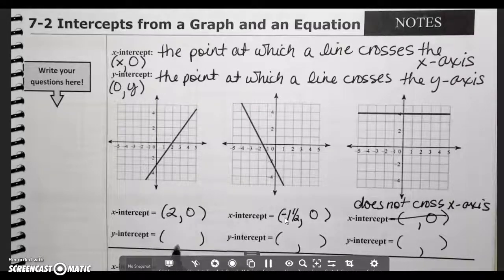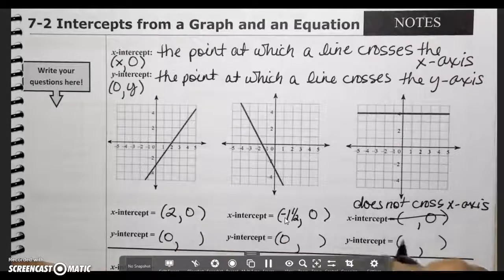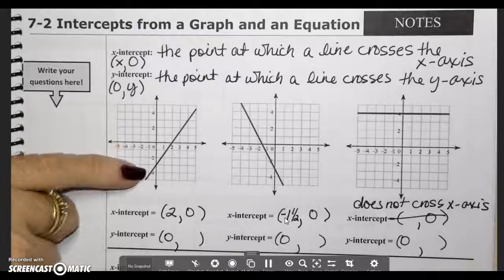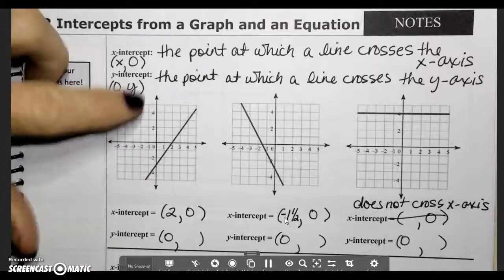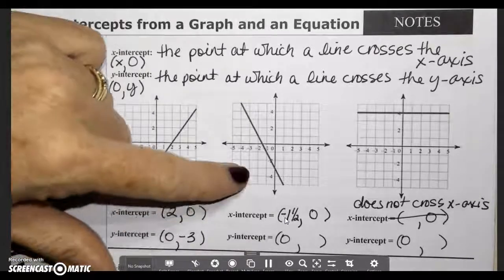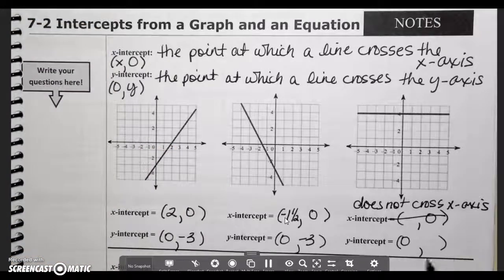Now let's do our y-intercepts. Where do I need to put that 0 value? For the x-coordinate. Good. And what's the y-intercept on the first? -3. There we go. On the second, also -3. And on the third, wow, 4.